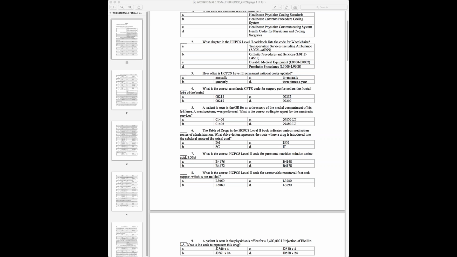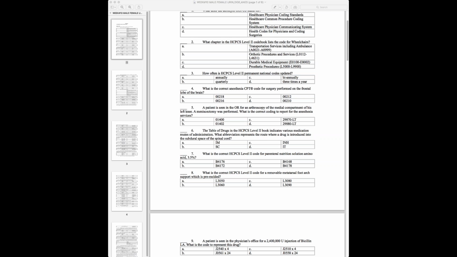Number 8 is A as in apple. So it's asking the correct HCPCS level 2 code for a removable metatarsal foot arch support, which is pre-molded. So you're maybe asking yourself, what would I underline or highlight? And I want you to do it if you have this question incorrect. Make sure you highlight where it says support. It's a support arch are the keywords. Okay, so you would look for support. Support of what? The arch.